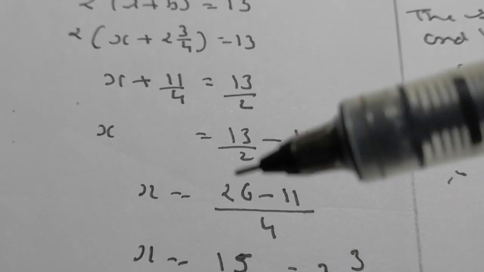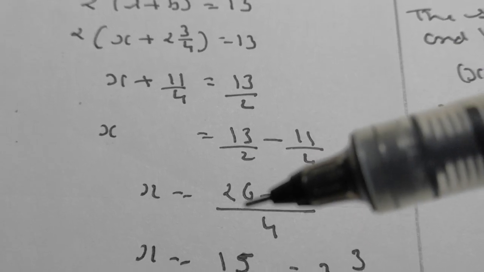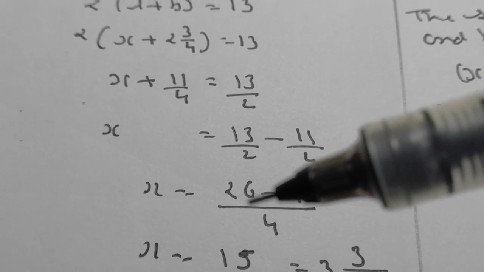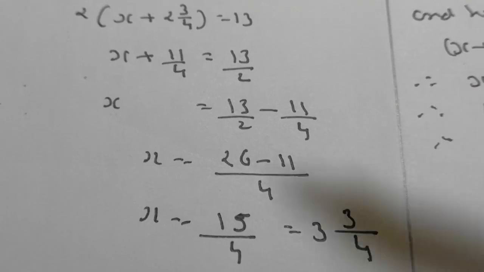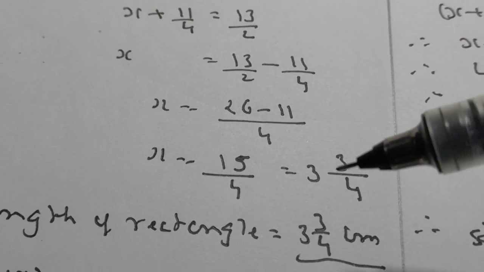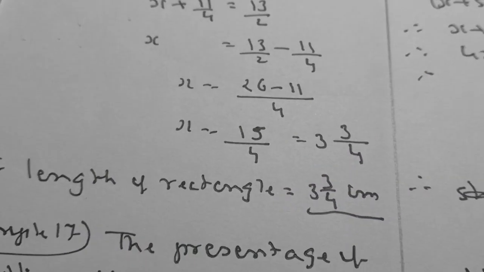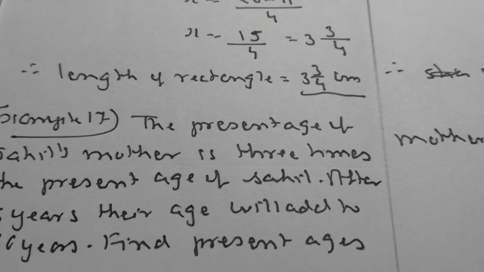Taking 4 as LCM, 2 2s are 4. So multiplying 13 by 2 it is 26. Here already it is 4. So 26 minus 11 upon 4. So x is equal to 15 upon 4. So the length is 15 upon 4 centimeter. Length of rectangle is 15 upon 4 centimeter.